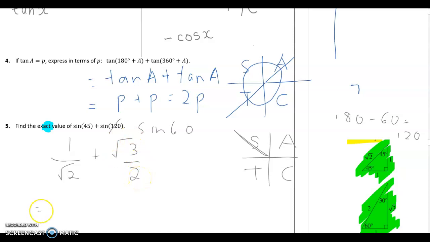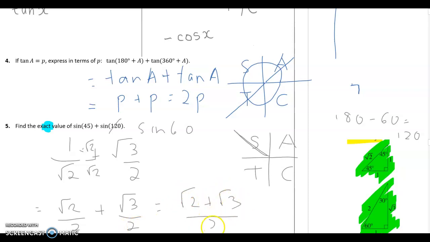Now, we can do something to that. We can rationalise the root 2 at the start. So I'm going to times by root 2 and times by root 2. What we're going to end up with there is a root 2 over 2. I'm not going to go into that in detail. We've done the surds topic, so you'll need to make sure that you can get that. The second one stays the same because the bottom number is already rationalised. Our denominator is 2. So what our answer is going to be is root 2 plus root 3 over 2.